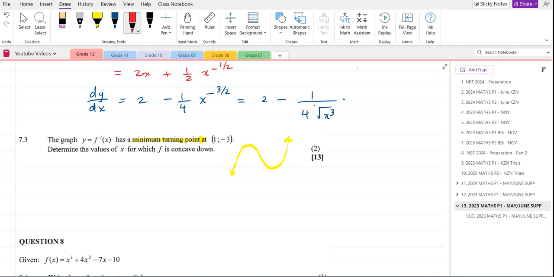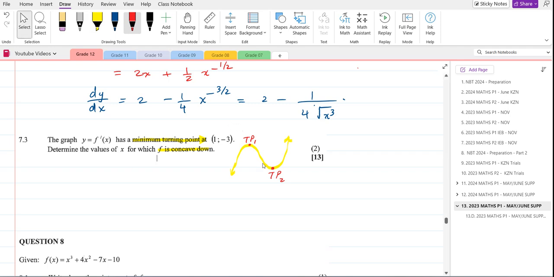Alright, so there's a turning point here, right? And there's a turning point here, so there's two turning points. Alright, so there's turning point 1 and there's turning point 2. So that's the max, right? And this is the minimum. So because they're talking about concave down, and we don't have much information on f of x, the graph y equals f prime x.